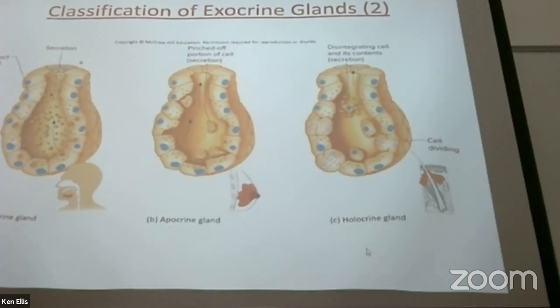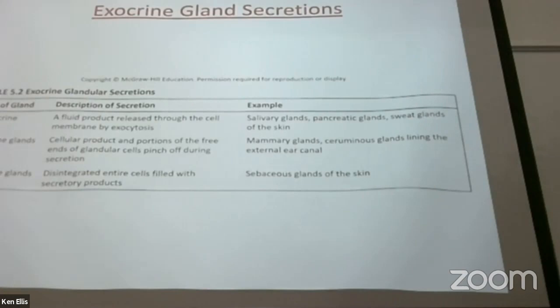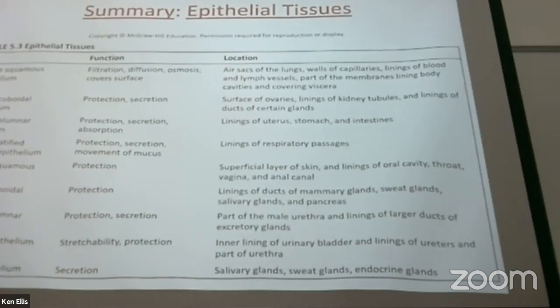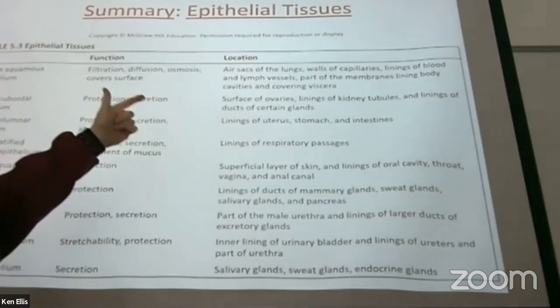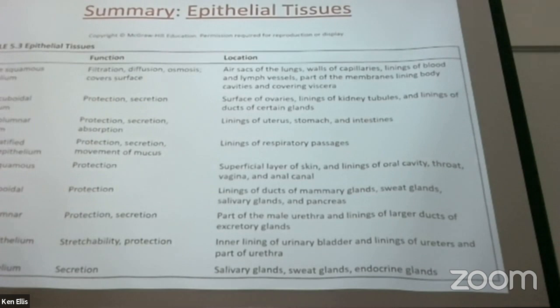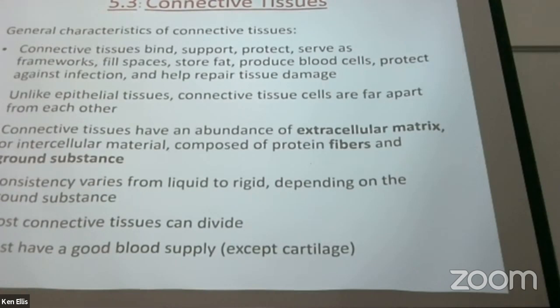Okay. Here's a little table that kind of brings all of that together for us as far as the merocrine, apocrine, holocrine glands, as far as what they are, what they do, and an example of them. For all of the epithelial tissue cells that we just looked at here, they're all listed. Here's their functions and where we find them, all in one table. Something you might want to use when you're trying to memorize. All right. Epithelial, done.